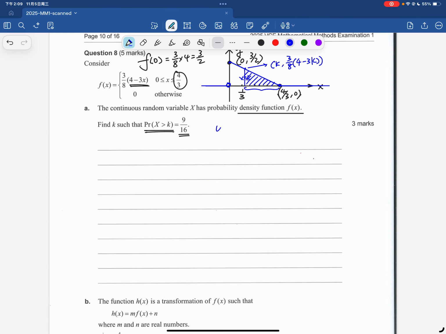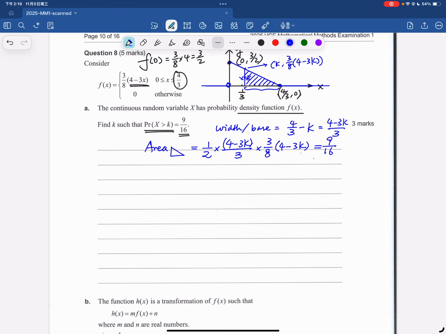So let's say the width or base equals 4 over 3 minus k. That'll be (4 minus 3k) divided by 3. The area of the triangle equals half times the base, (4 minus 3k) divided by 3, times the height. The height is the y value at x equals k. So you can just construct an equation. Also, the area is not 1. Let me just change that. It's 9 over 16 because it's not fully encompassing the whole triangle. It's just a smaller triangle.